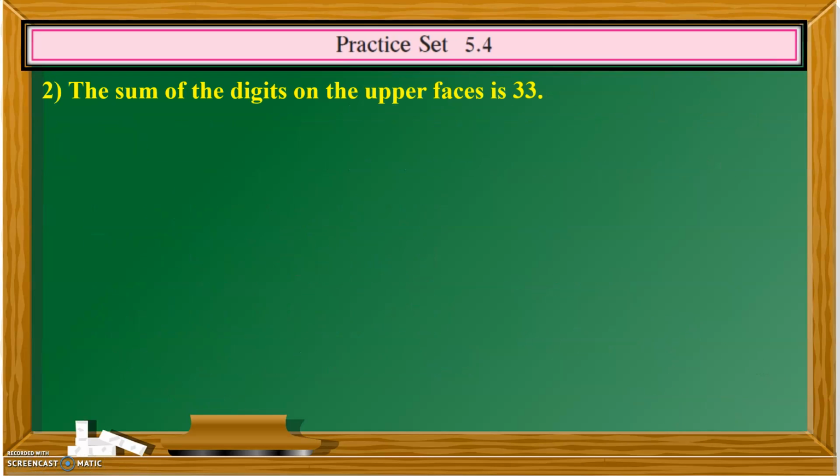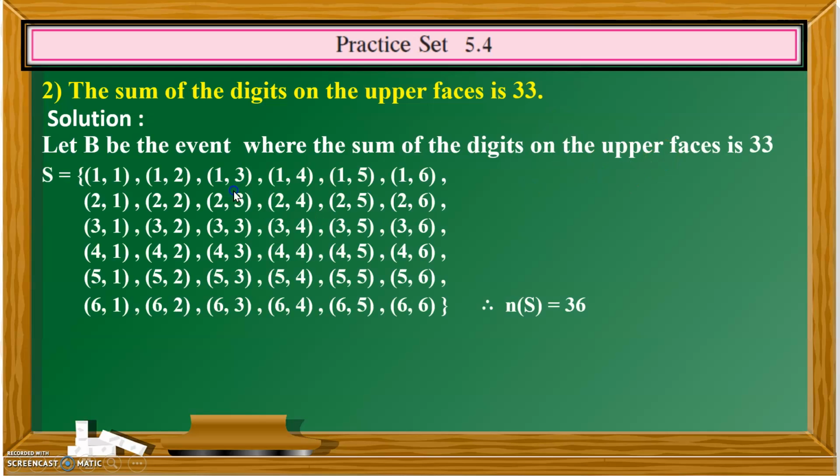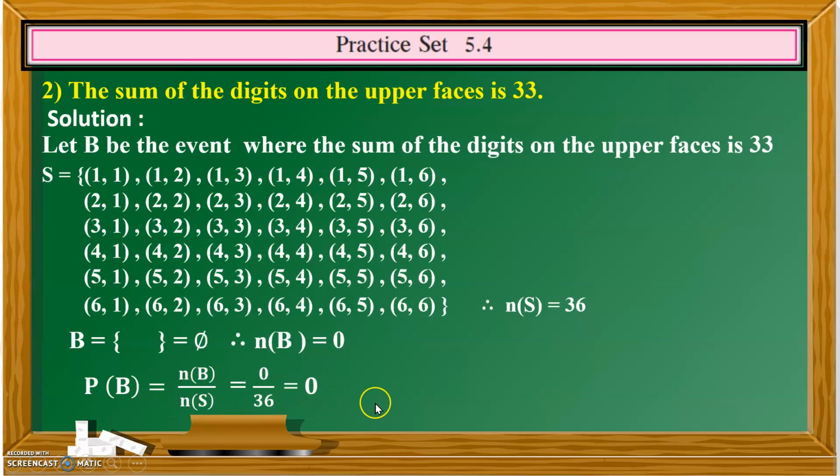Let us take the next event. The sum of the digits on the upper faces is 33. Let B be the event where the sum of the digits on the upper faces is 33. Now let's write the sample space. Now the sum should be 33. As discussed earlier, the minimum sum is 2, maximum sum is 12. So 33 will not come here as a sum. So our B will be an empty set, and therefore N of B will be 0. So P of B is N of B upon N of S equal to 0 upon 36 equal to 0.